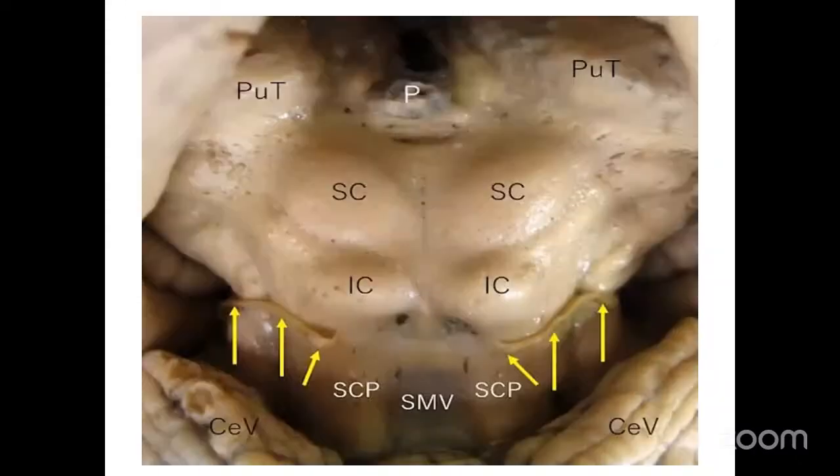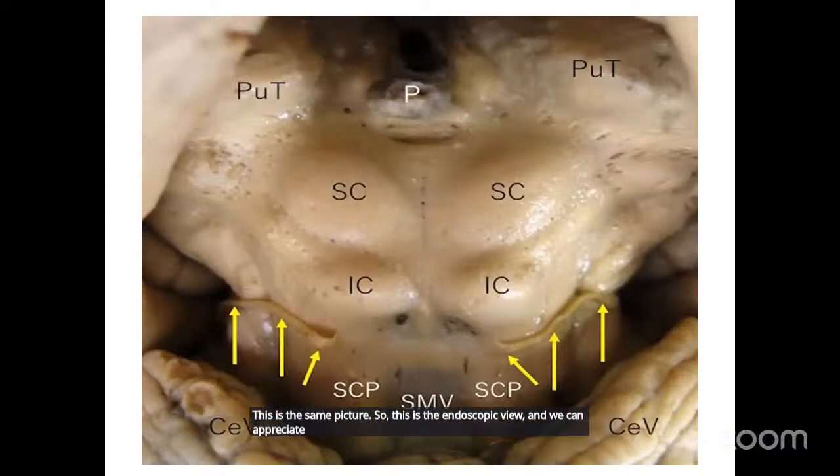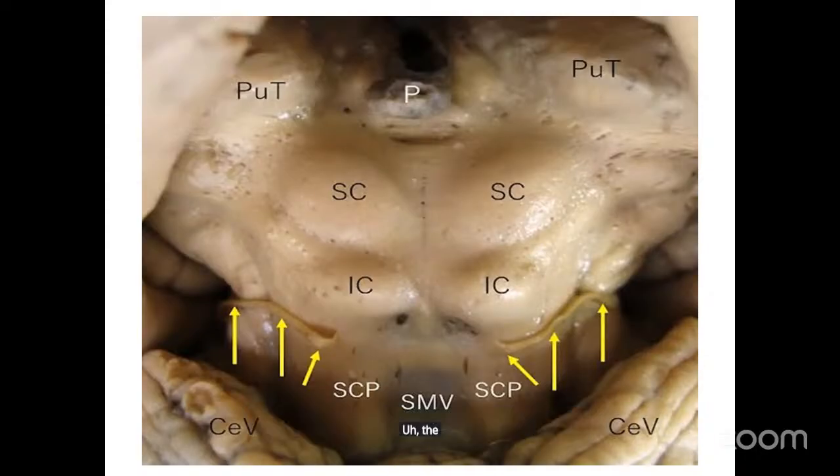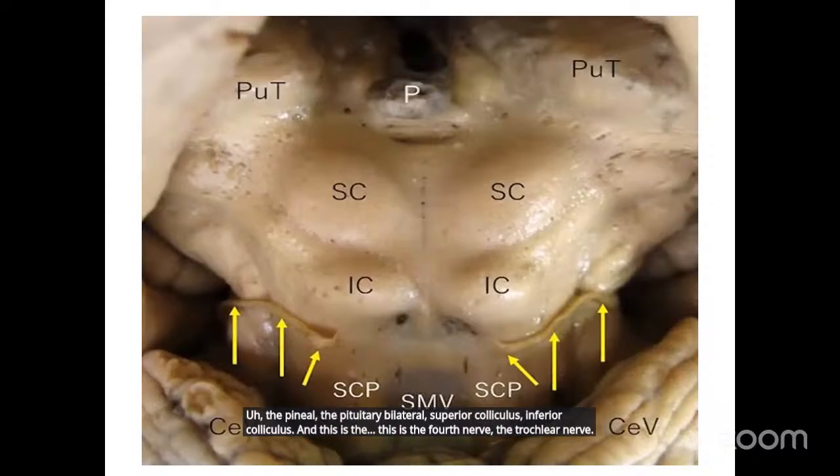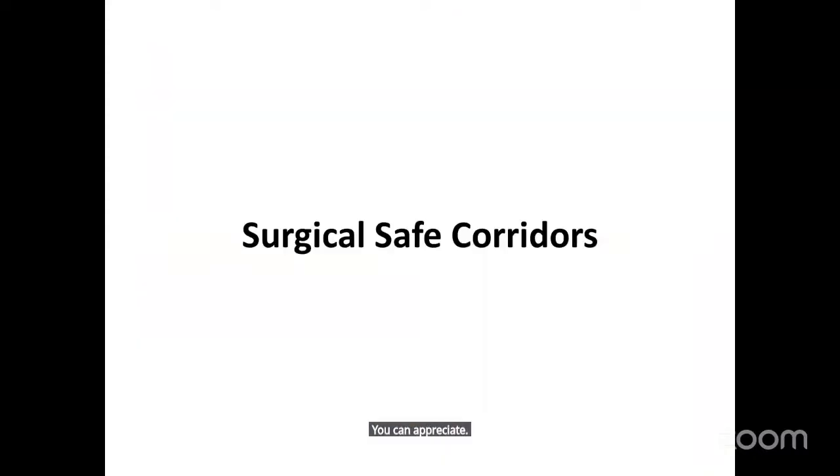This is the same picture. So this is the endoscopic view, and we can appreciate the midbrain interior anatomy and the floor. You can see the pineal, the pituitary, bilateral superior colliculus, inferior colliculus, and this is the fourth nerve, the trochlear nerve. So this is a brief introduction of the anatomy of the brainstem.